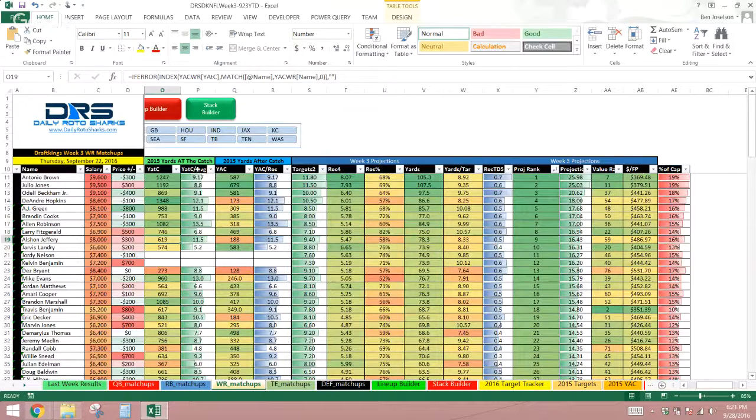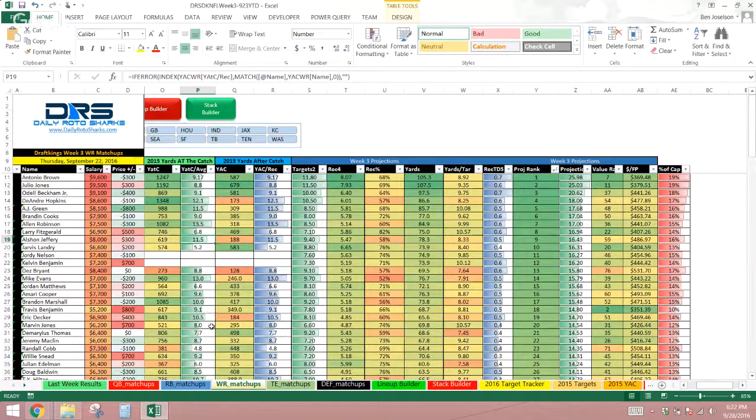So, yards at the catch per average. This helps you if you want to look for guys who catch the ball way down the field, that's not as much PPR. If you're looking at guys who have a lot of yards, but the yards at the catch isn't a lot, those are more of your PPR guys.